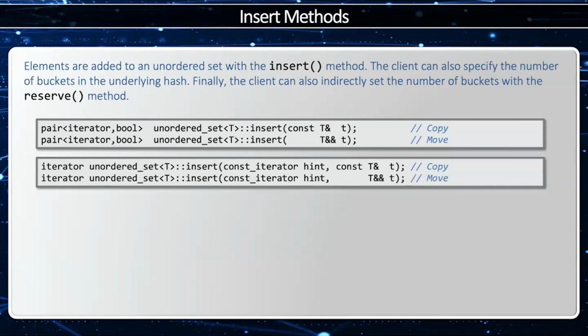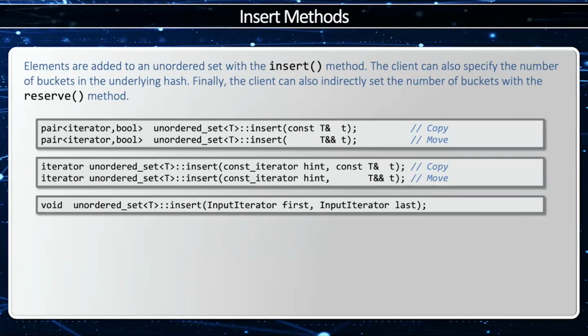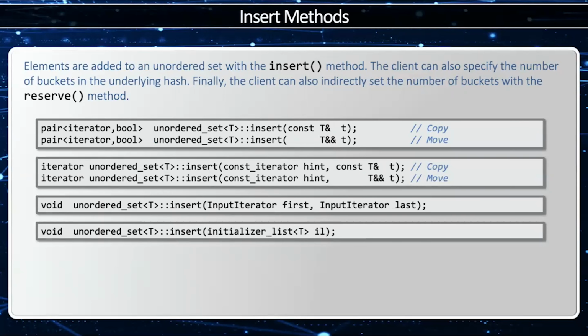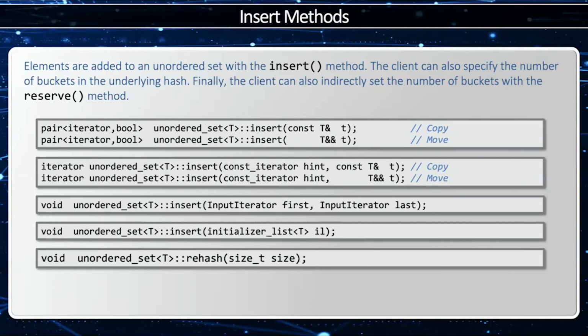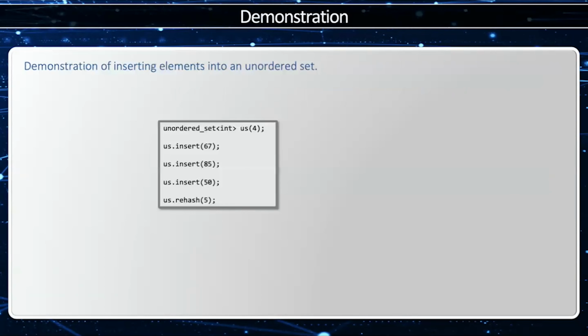We can also insert an element with a hint as to where the element may go, and we can insert a collection of different elements. And once again, a collection of different elements, or we can rehash the hash table. We're going to focus on the insert methods. So let's take a look at how this works.